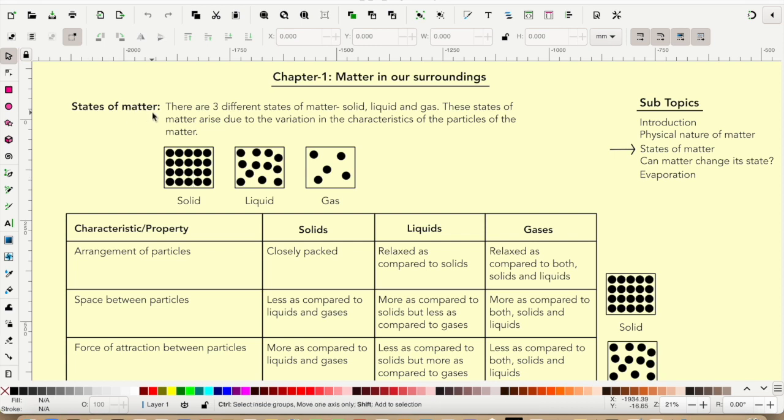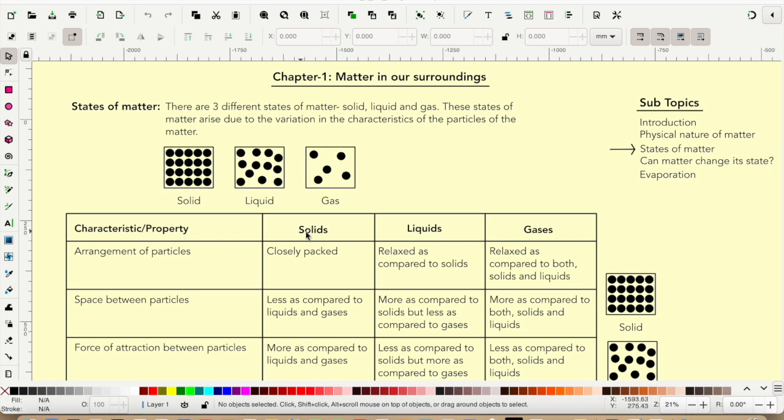Now we will study about states of matter. There are 3 states of matter: solid, liquid and gas. These states of matter arise due to the variation in 3 basic characteristics of a material, such as increase or decrease of distance between particles, increase or decrease of force of attraction between particles, or increase or decrease in kinetic energy of particles. Suppose these are 3 identical containers. In first there is solid, in second there is liquid, and in third there is gas. Their respective number of particles and arrangement is shown here.